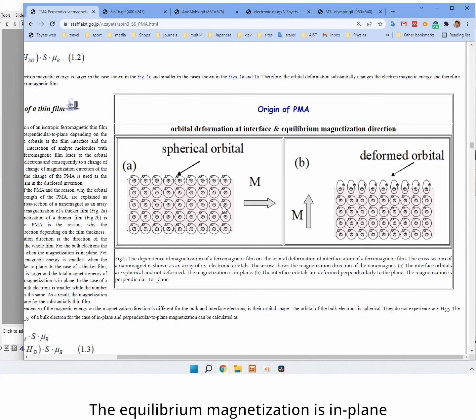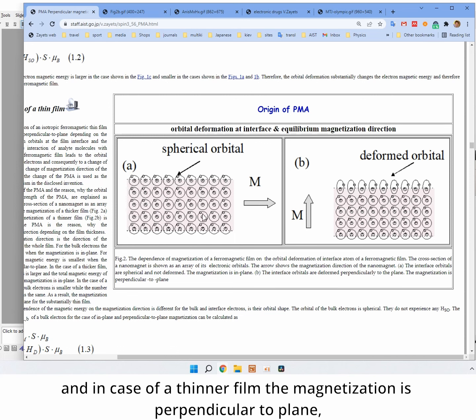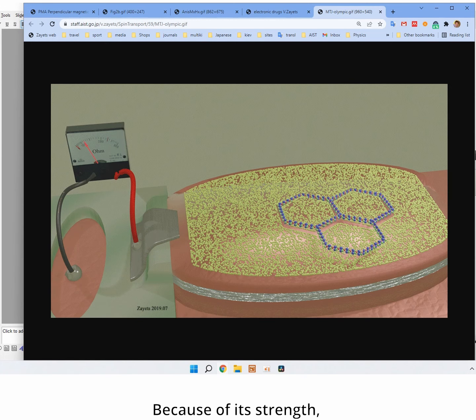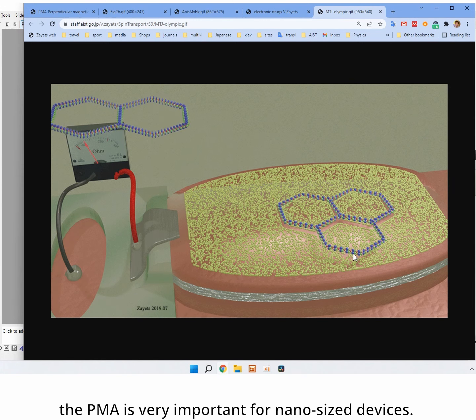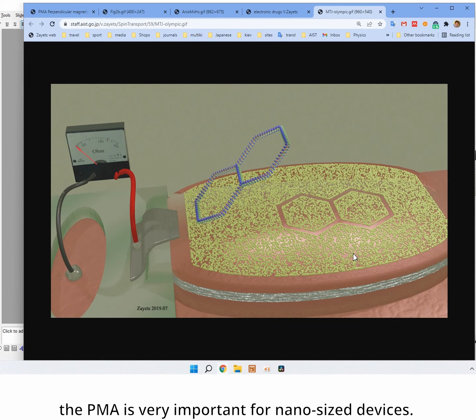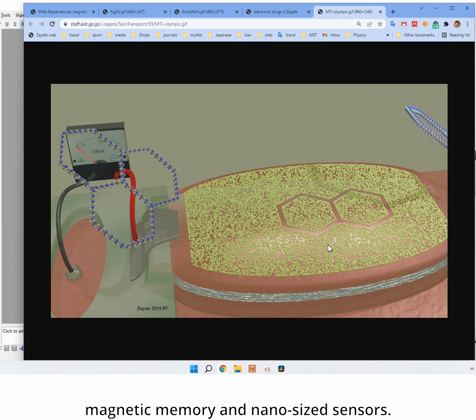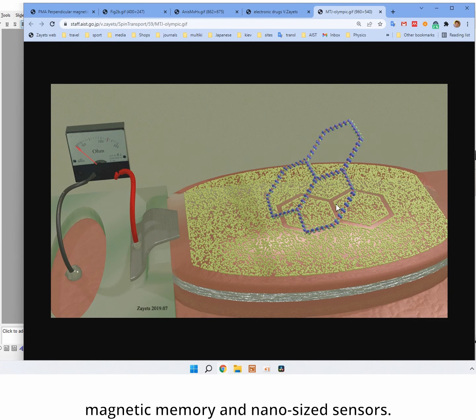The equilibrium magnetization is in plane in the case of a thicker film because there are more bulk atoms. And in the case of a thinner film, the magnetization is perpendicular to the plane because there are fewer bulk atoms. Because of its strength, the PMA effect is very important for nano-sized devices. It's critically important for high-density hard disks, magnetic memory, and nano-sized sensors like this.